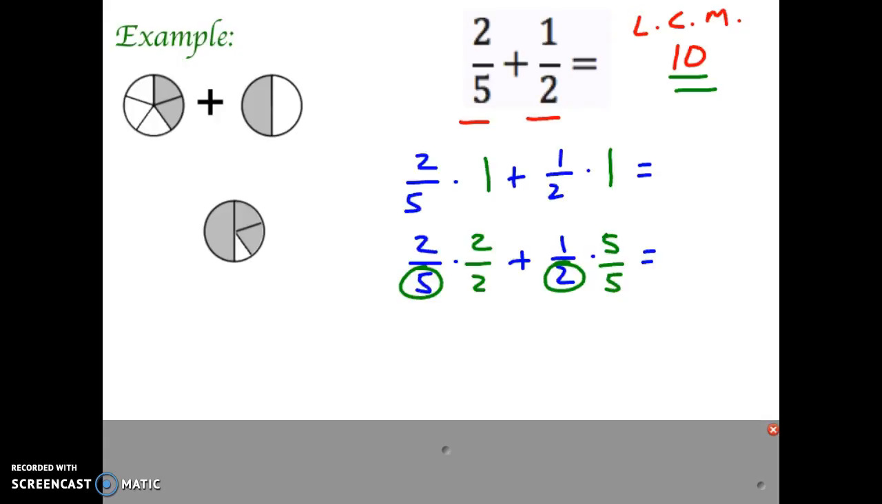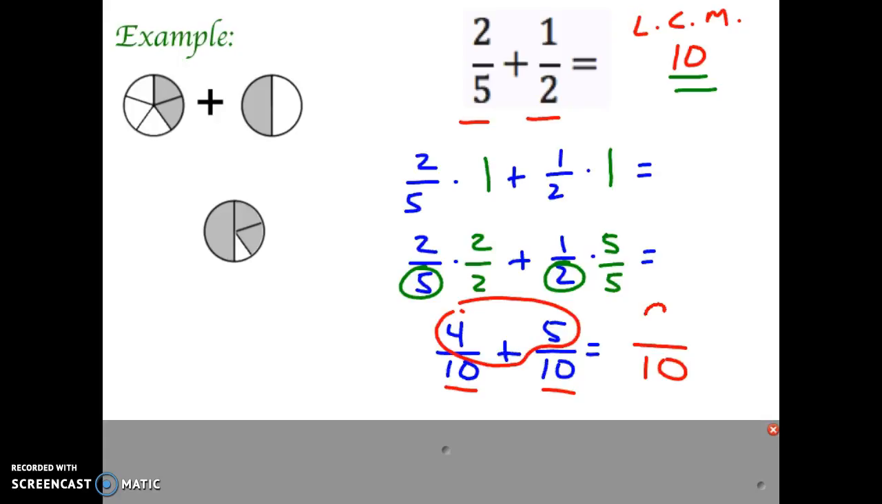If we do the math, 2 times 2 is 4, 5 times 2 is 10. On the right pair of fractions, 1 times 5 is 5, 2 times 5 is 10. Note we now have our common denominator at 10. So we can add the 4 and the 5 and get 9.